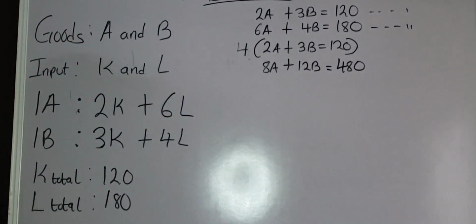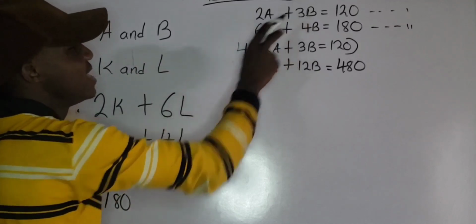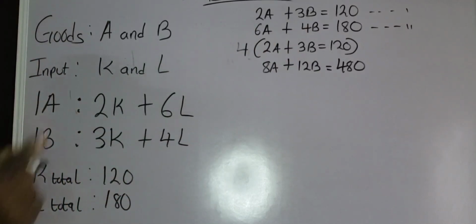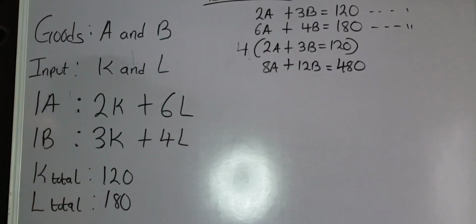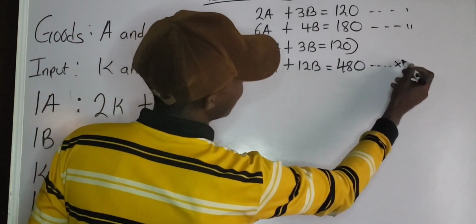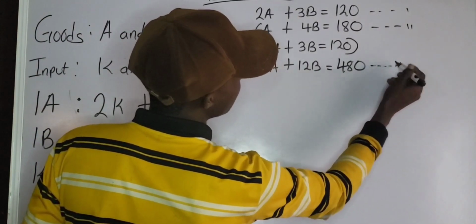Now the next step is that we look at the coefficient of B in equation 1, then multiply it by the whole of equation 2. Call this equation star.